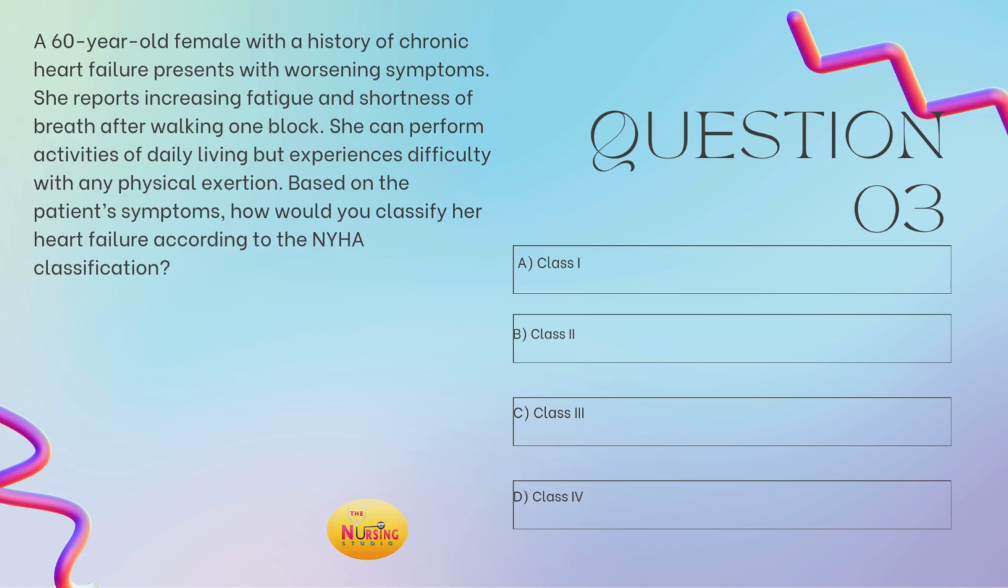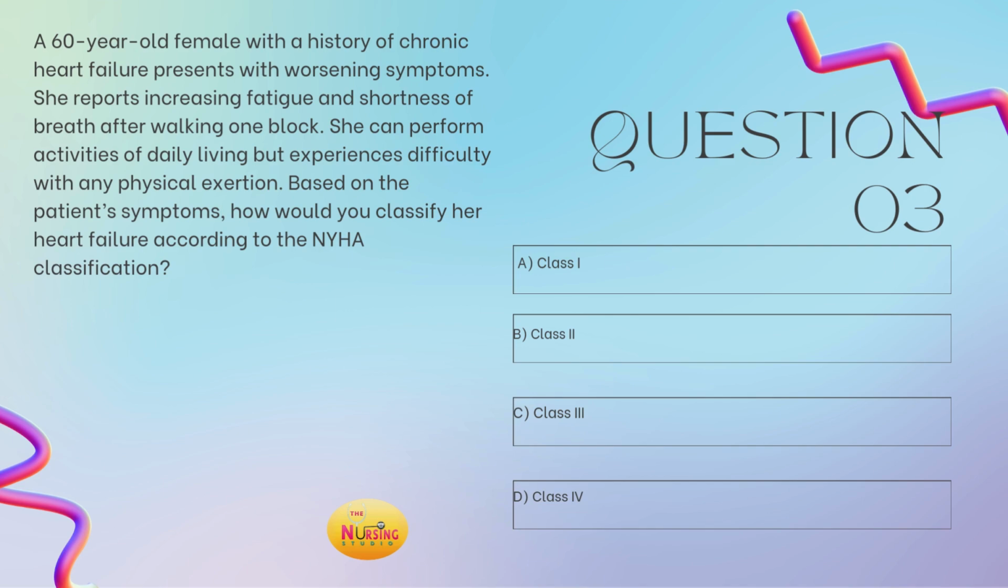All right, so stemming the question here, based on the patient's symptoms, how would you classify her heart failure according to the NYHA classifications? All right, so let's see what we got going on. 60-year-old female, she has a history of CHF. She presents with worsening symptoms, reporting that she has increasing fatigue and shortness of breath after walking 1 block. She can perform her normal ADLs, but she does experience difficulty with any physical exertion, right? Y'all, this is class 2. So B is your best answer. So let's walk through it again.